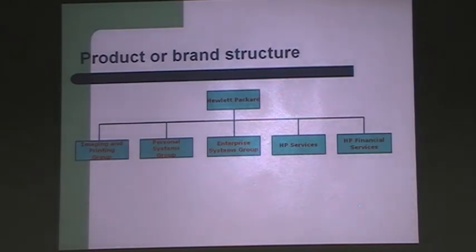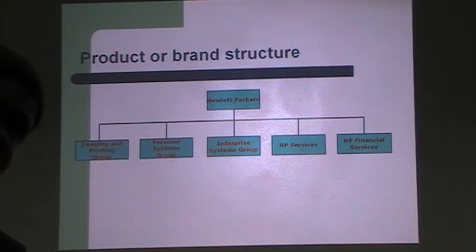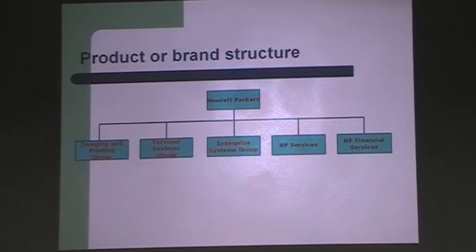We'll look at the product or brand structure. A very good example of companies using the product or brand structure is HP, which manufactures computers. The company is structured along their product lines. For example, they have the HP services. They have the HP financial services, which is a different product. They have the HP personal systems group, which is a different product.